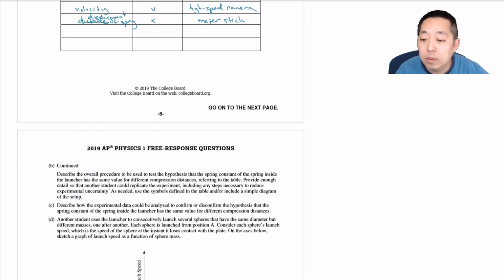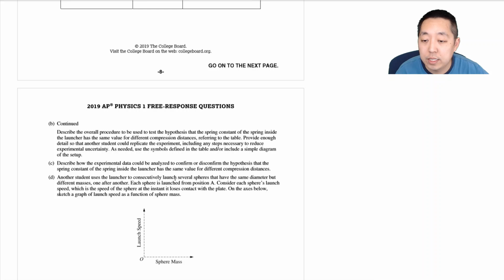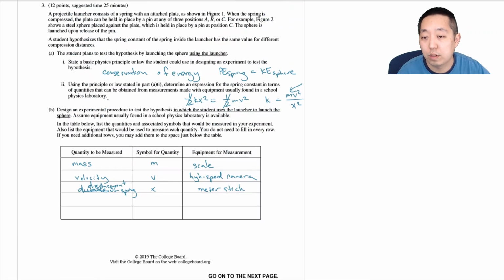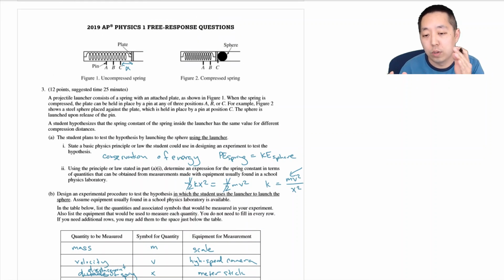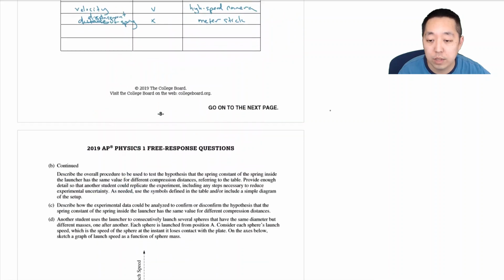Describe the overall procedure to be used to test the hypothesis that the spring constant is the same value for different compression distances, referring to the table. Provide enough details so another student can replicate it. This is a lot of writing, so I'll explain how the experiment will work. You would calculate k for each of these quantities at different displacement points. So I'd have a different x: xA, xB, xC, and I would have vA, vB, and vC. I would calculate k for each of those three scenarios and see if it's basically the same or not.